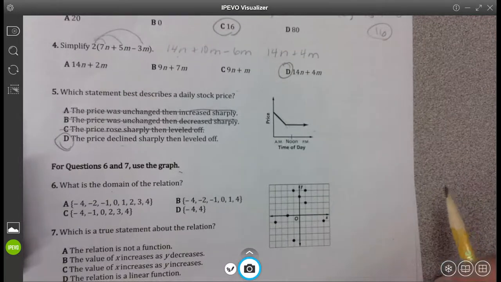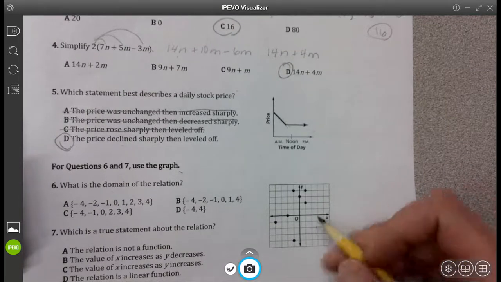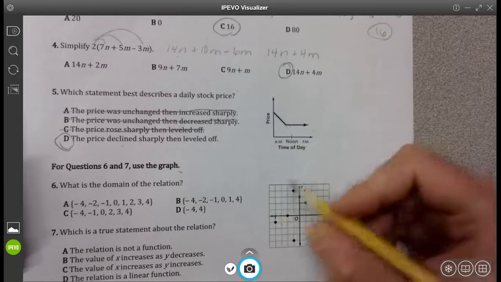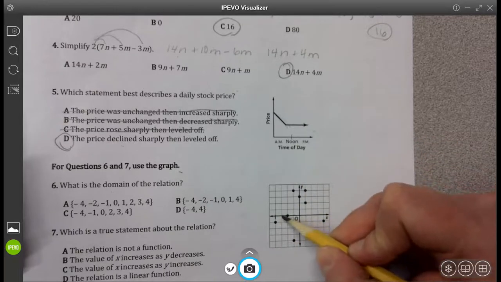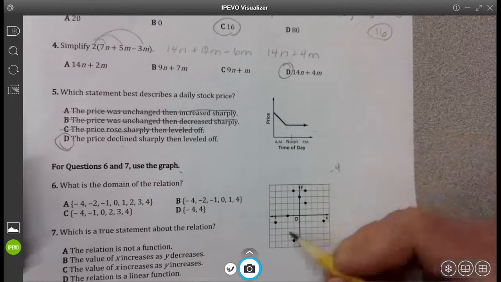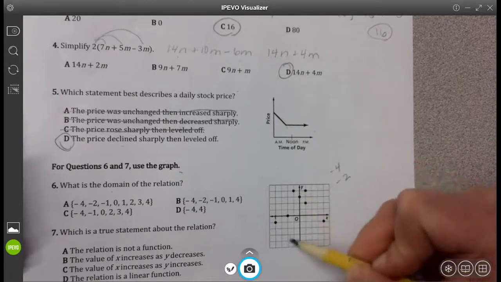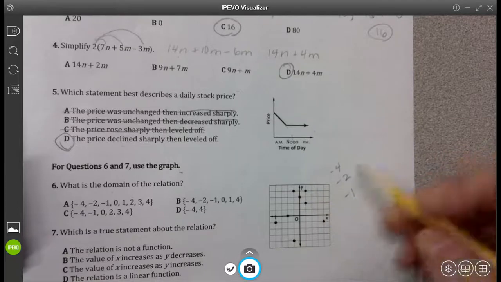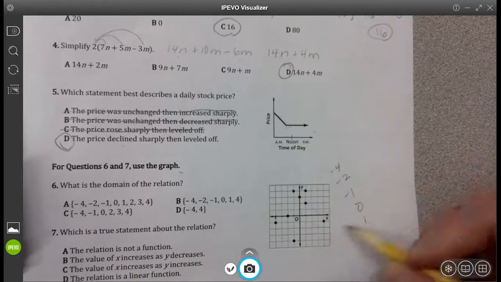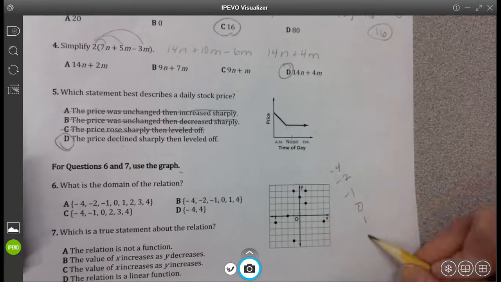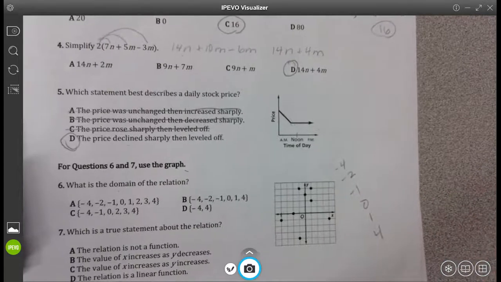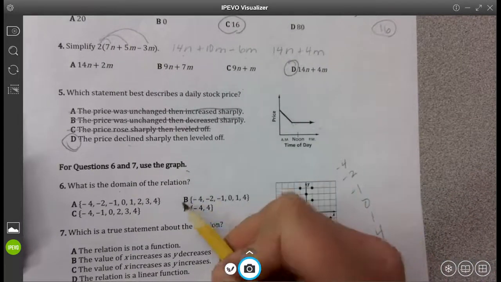Here it says, what is the domain of the relation? Domain is your x values. So let's talk about these x values. We have 1, 2, 3, 4. We're at -4. We're at -2. We're at -1 for both of them. We're at 0, 1, 1, 2, 3, and 4. So our answer is B.